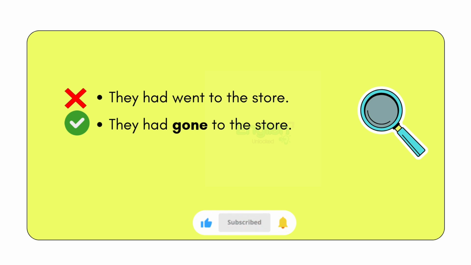And next, we don't say "They had went to the store." Instead, say "They had gone to the store." We often forget to use the past participle form of the verb with the auxiliary verb "had." So that's why the first sentence is wrong.